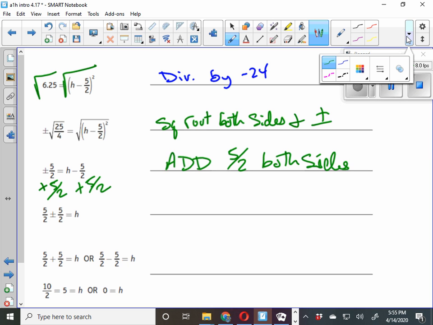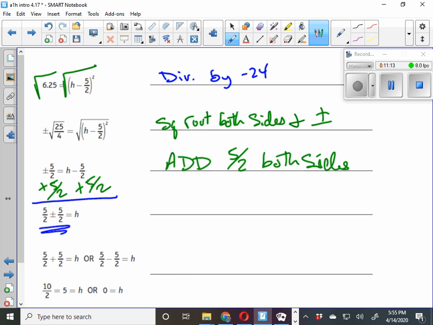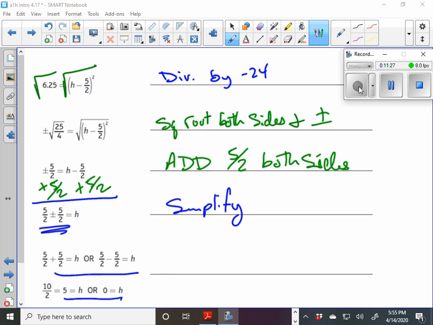So we're going to add 5/2 to both sides, and when you do that, notice that you end up with 5/2 plus or minus 5/2. So now you know what h is. H is going to be two different things. And notice that as you simplify here, you end up with two answers. Either h is equal to 5 or 0, and you're pretty much done. One step at a time.